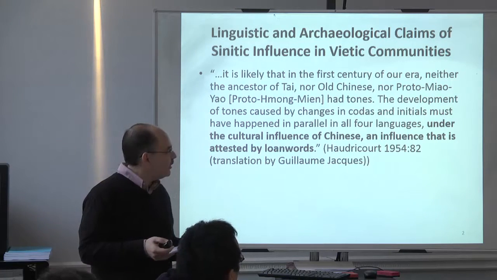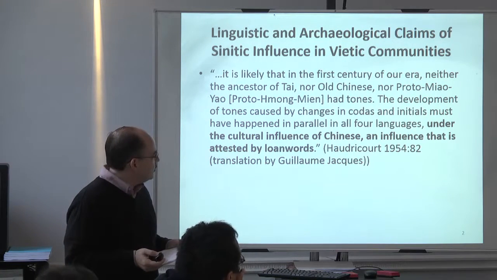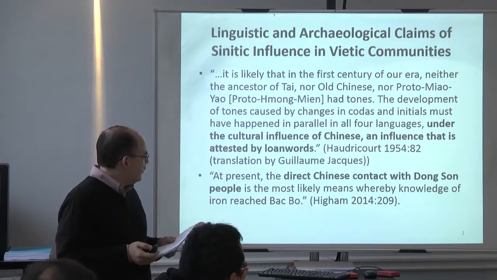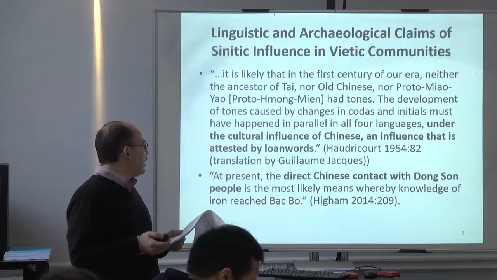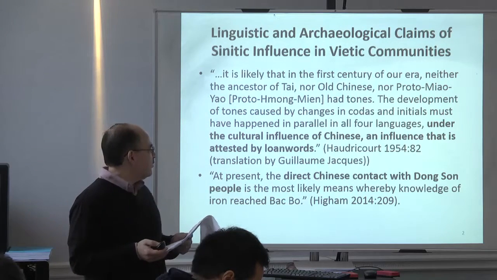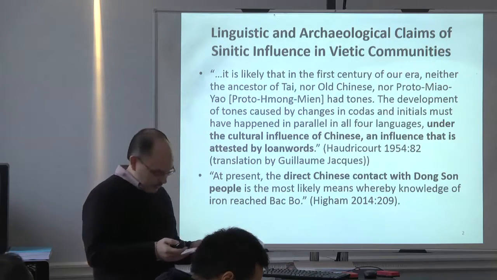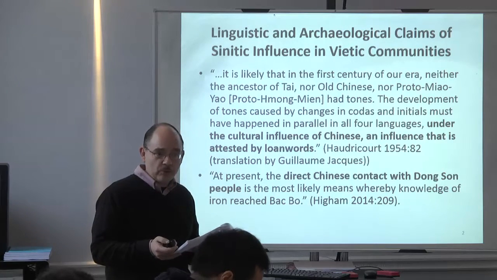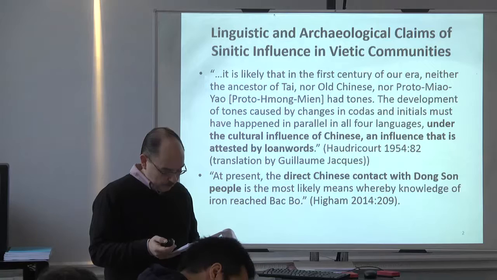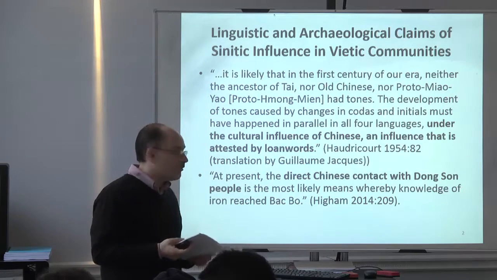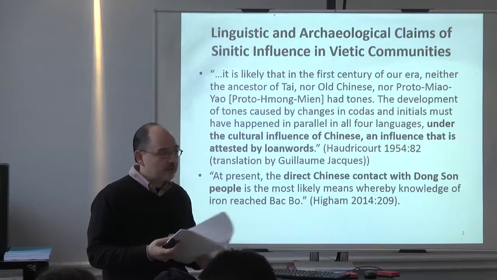And so on another side is Higham. Charles Higham is a top Southeast Asian archaeologist. The direct Chinese contact with Dong Son people is the most likely means whereby knowledge of iron was reached. Bac Bo is Bắc Bộ, the northern region of Vietnam he is referring to. So now, this could potentially benefit from the linguistic side of things. He wasn't looking at the linguistic side of things.